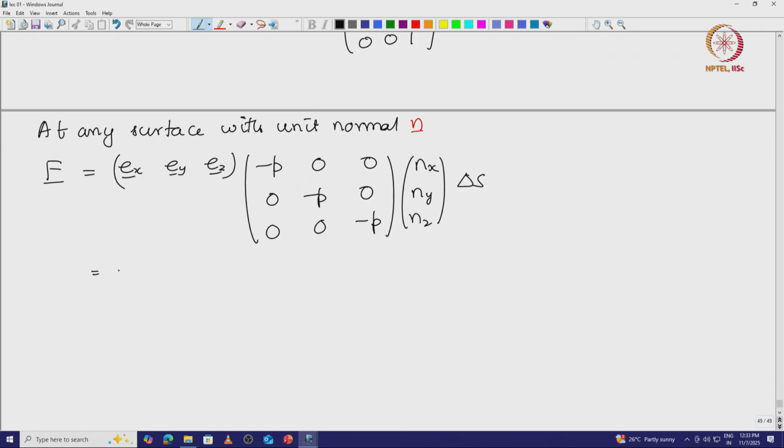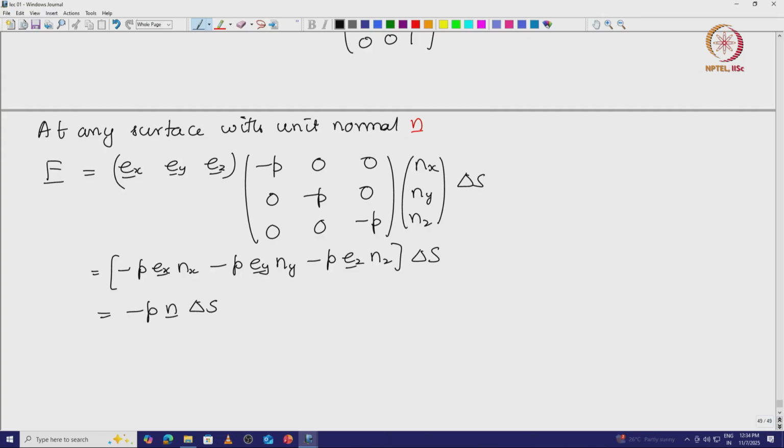So, this I will get minus P E x n x minus P E y n y minus P E z n z. Okay. So, if I just do this matrix multiplication, I will get minus P n x in the first row, minus P n y in the second row, minus P n z in the third row, multiplied by the unit vector. This whole thing times delta S, okay. And n x E x plus n y E y plus n z E z is just the unit normal n vector. Okay. So, it is equal to minus P n vector delta S.